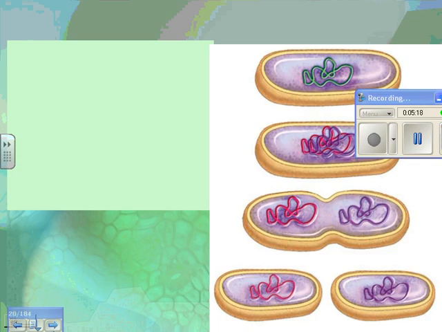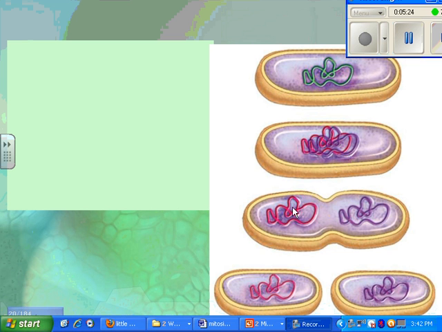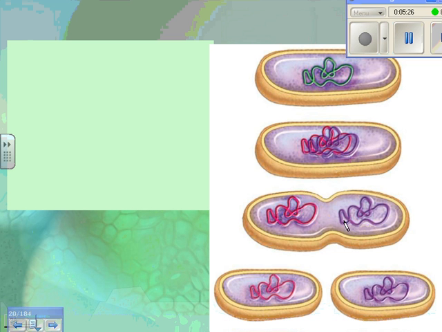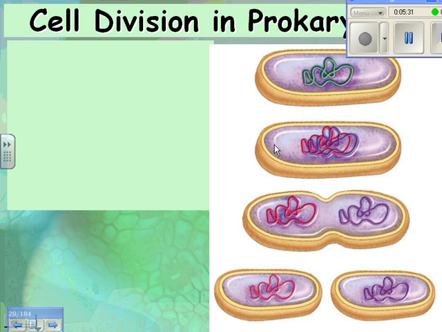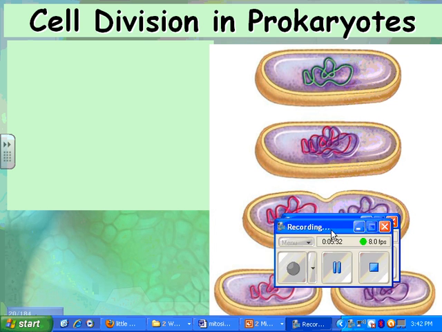Not true in you. And so here's the way they reproduce. You've got a chromosome, and the chromosome replicates, and then one of them goes over here, and the other one goes over here, and then the cell splits. Bum, bum, bum, all done. So that's cell division in prokaryotes.